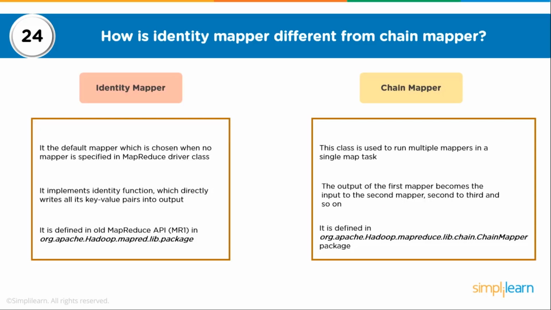Now, how is identity mapper different from chain mapper? Now, this is where we are getting deeper into MapReduce concepts.